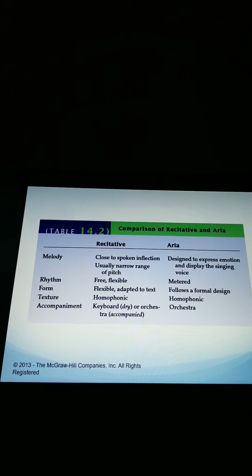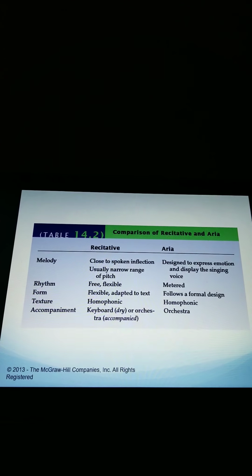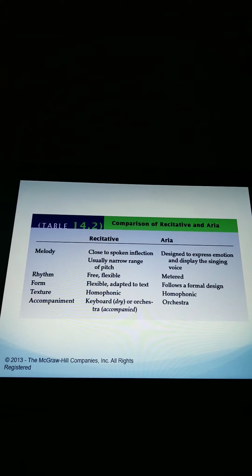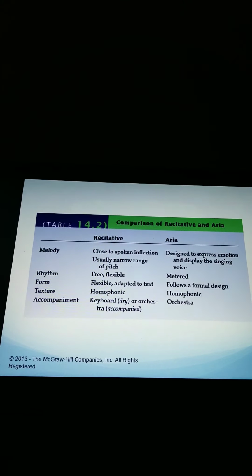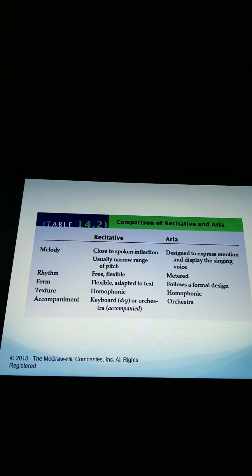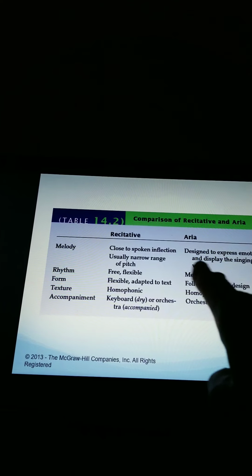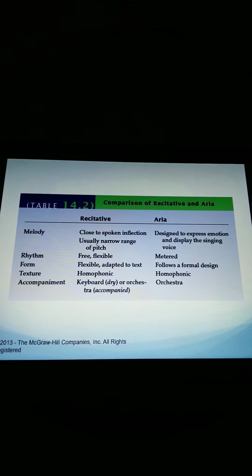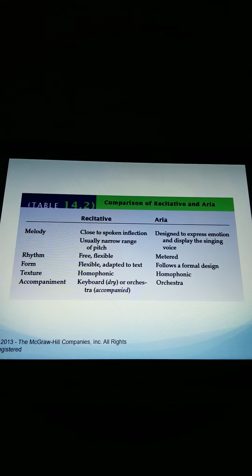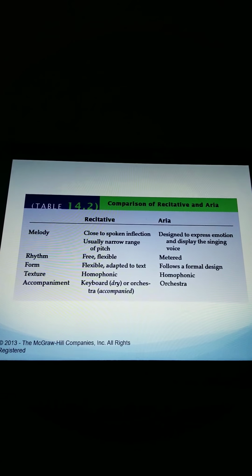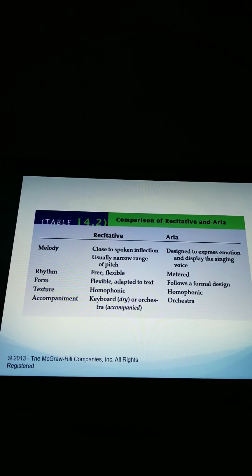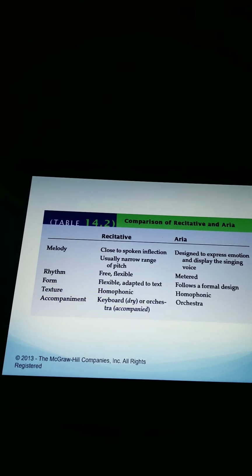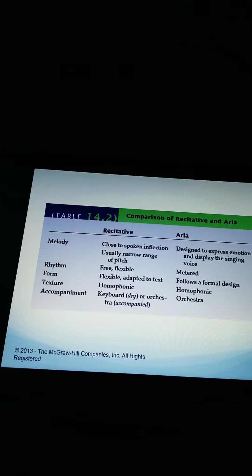Now, let's talk a little bit about two types of expressions of music that are used in opera. One is called recitative. The other one is called the aria. Recitative is basically the spoken dialogue of opera. It follows spoken language, but it's sung. The rhythm is free and flexible because it's language.